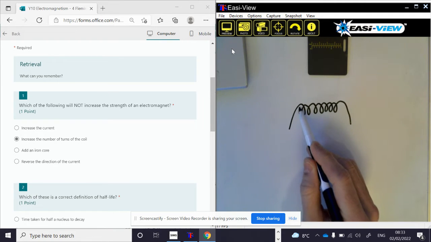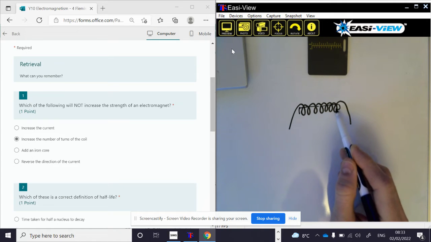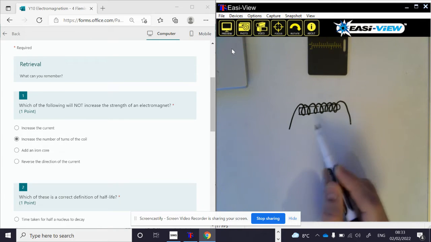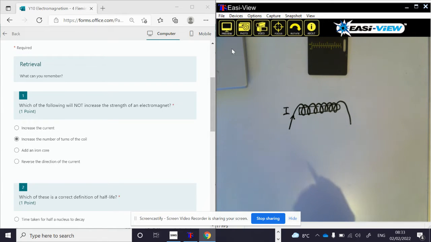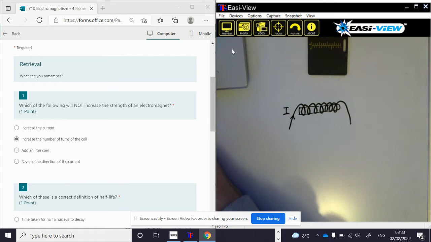Having an iron core in the middle of it will reinforce the magnetic field as well, and having a greater current flowing through it. If you imagine having no current flowing through it, then the strength of the electromagnet will be zero. So which will not increase the strength of it? Reversing the direction of the current.